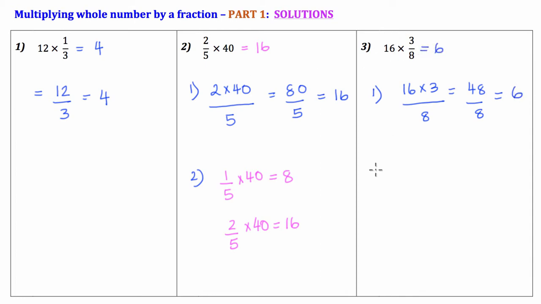And if we do it the second way, we know that 16 times 1/8 equals 2 wholes. So 16 times 3/8 must be 3 times 2, and that is equal to 6 wholes.